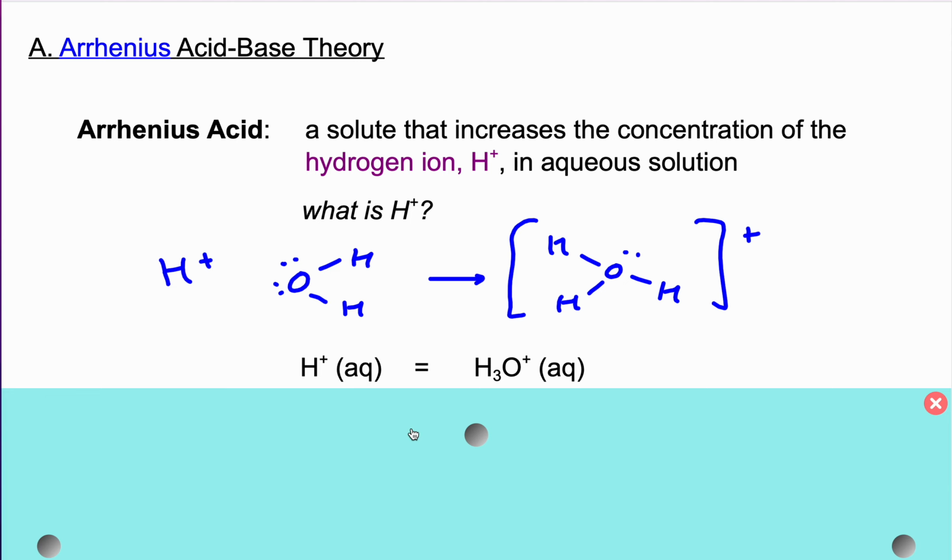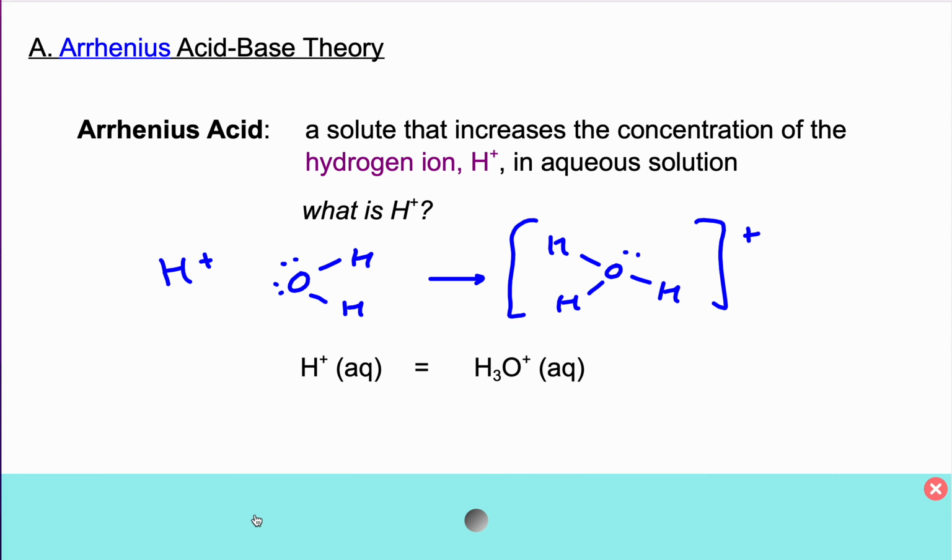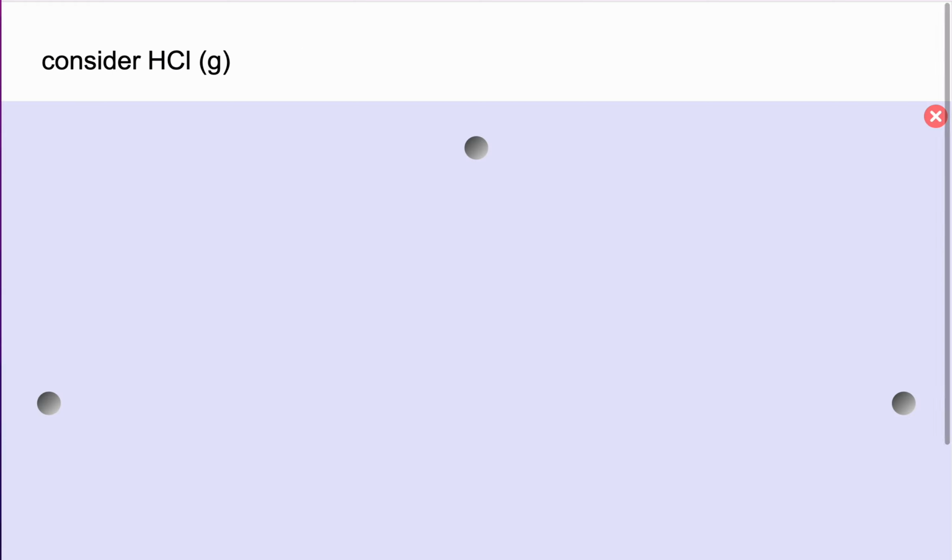So, when we write H+ aqueous, that is synonymous with H3O+ aqueous. In fact, I am perfectly fine with using either of those to represent the hydrogen ion in solution. H3O+ aqueous is more chemically accurate, but H+ aqueous is a perfectly acceptable abbreviation because every chemist in the world knows that H+ aqueous simply means H3O+. Okay? So, let's take an example.